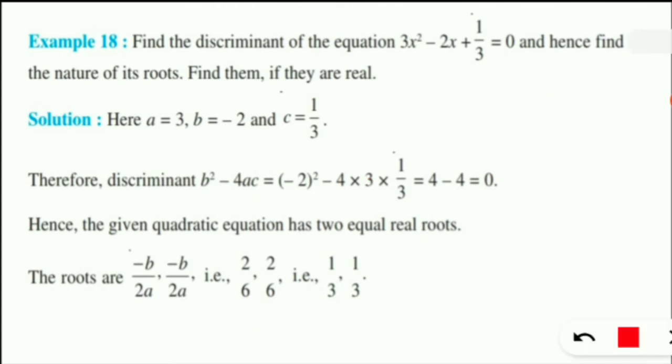So minus b, that means minus of minus 2, so 2, and a equals 3, 2 into 3, that means 6. So 2 by 6 comma 2 by 6, that means 1 by 3 comma 1 by 3. Clear? So remember that when the discriminant b square minus 4ac equals 0, that means the given quadratic equation has two equal real roots. Okay.